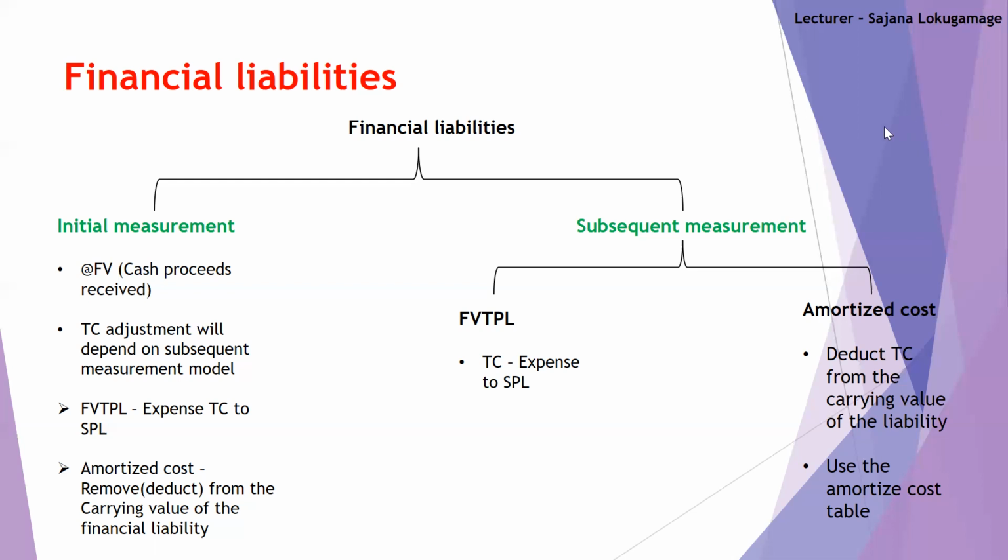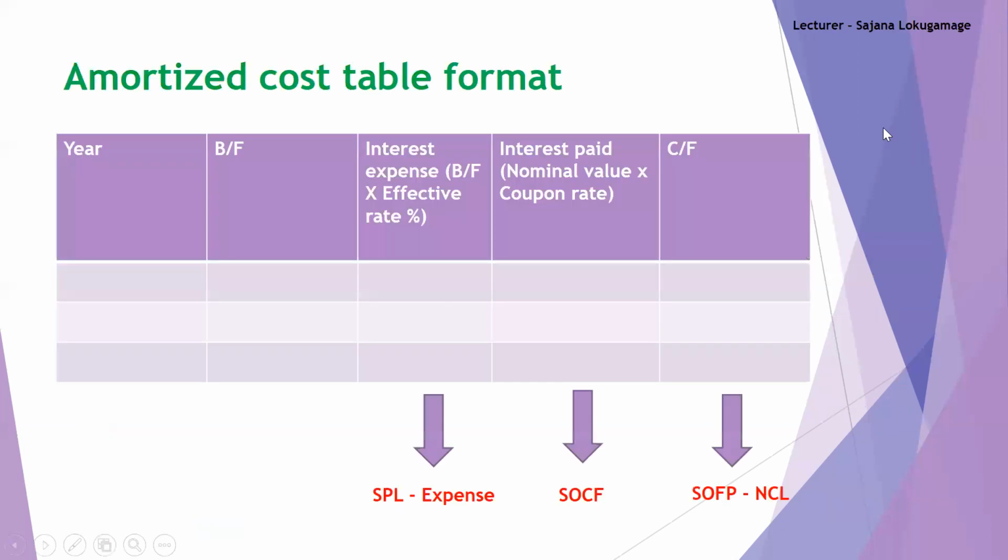Now let's look at the format of the amortized cost table. So, guys, this is the format. You have year, balance brought forward, interest expense, which is balance brought forward times the effective rate of interest. Minus the interest paid, that is nominal value times coupon rate. Then you have the carried forward.